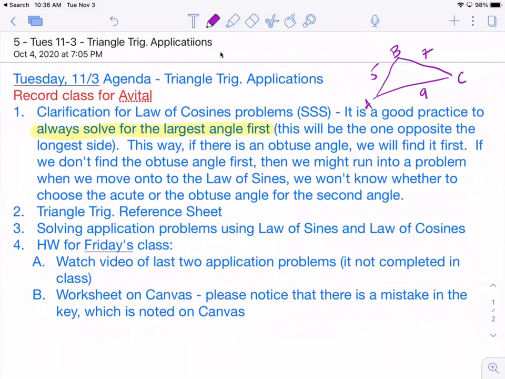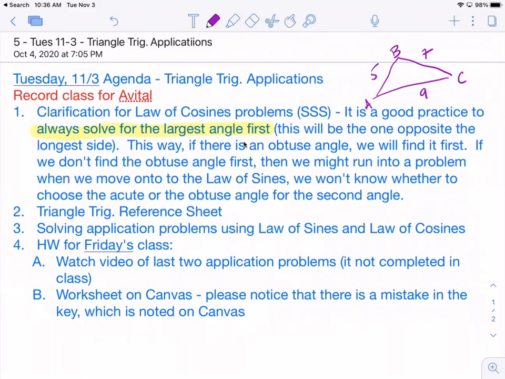Because in a triangle, how many obtuse angles can we have? Just one, right? We can only have one obtuse angle, right? So if we find the largest angle, that will be the obtuse angle if there is one, right? There may not be one, so it'll be acute.